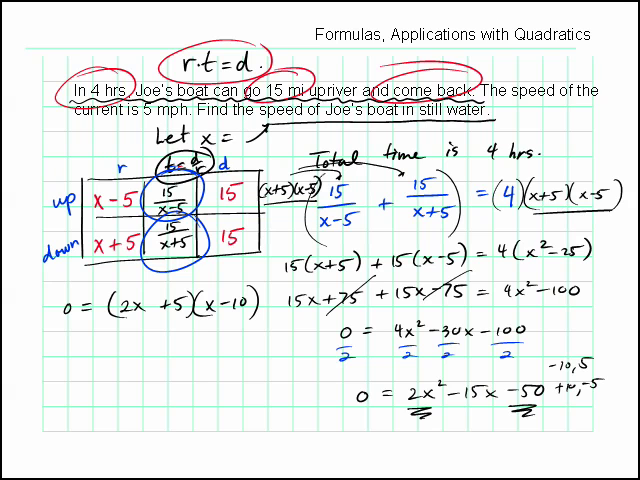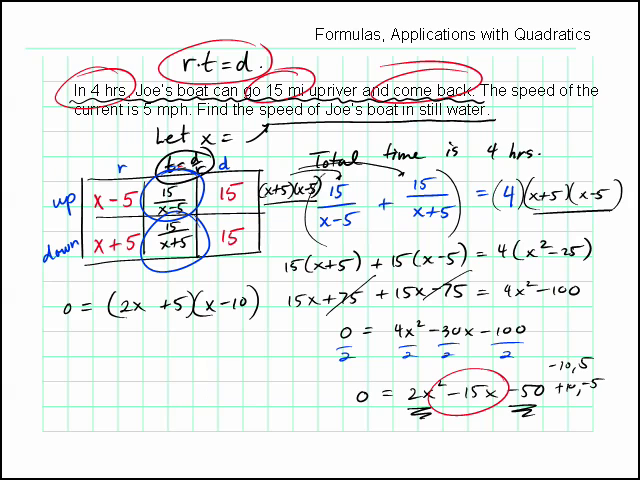Let's just double check that. That's 5x. That is negative 20x, and that does add up to the correct middle term, negative 15x. So it is factored correctly. Let me move this out of the way here.